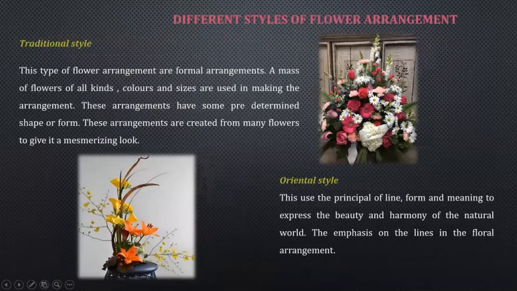The first one is traditional. This type of arrangement is a formal arrangement. A mass of flowers of all kinds, colors, and sizes is normally used for this arrangement. This arrangement has some predetermined shape or form. These arrangements are also created using many flowers to give a mesmerizing look. Next is the oriental style. This uses the principles of line, form, and meaning to express the beauty and harmony of the natural world. The emphasis is on the lines in the floral arrangement.